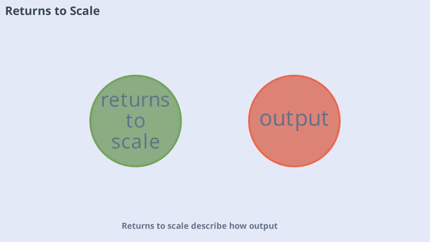Returns to scale describe how output changes when all inputs are increased proportionally. If output increases more than inputs, it's called increasing returns to scale. If output increases less, it's decreasing returns to scale. This concept is important for long-term business growth.